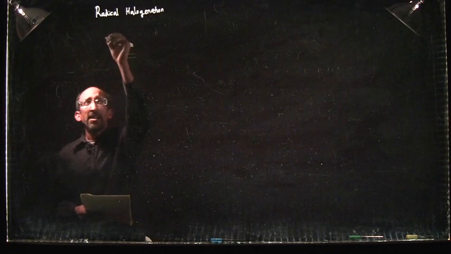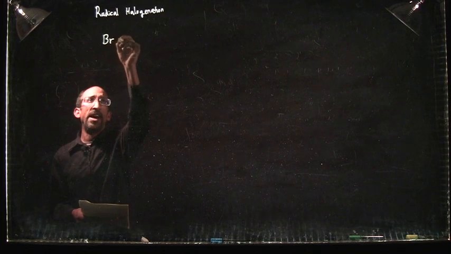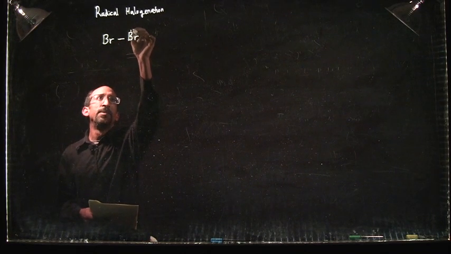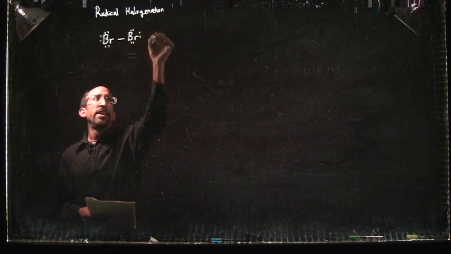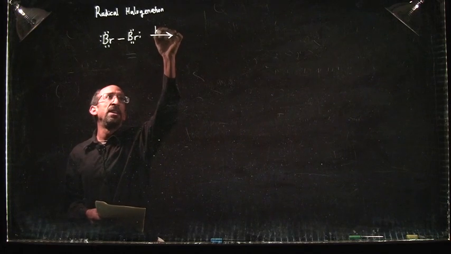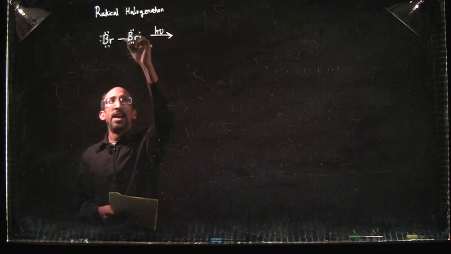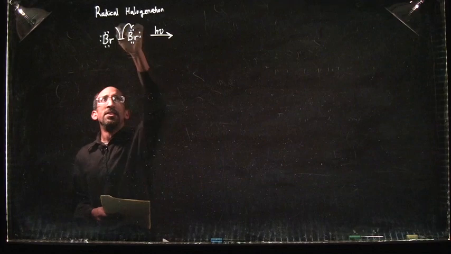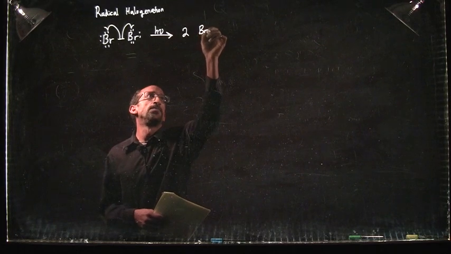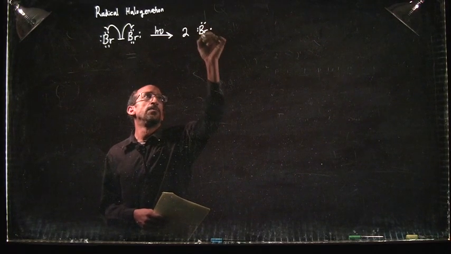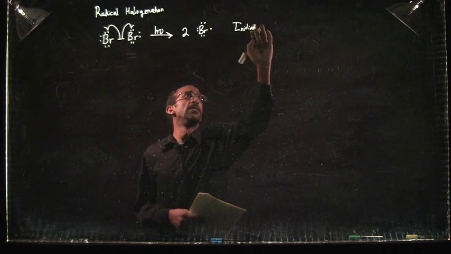So radical halogenations, and all radical chain mechanisms, go through a series of defined steps. The first of these steps is known as initiation, wherein, in the case of bromine and chlorine, a photon of light causes cleavage of that bond to generate two bromine-centered radicals. And so this is our initiation.